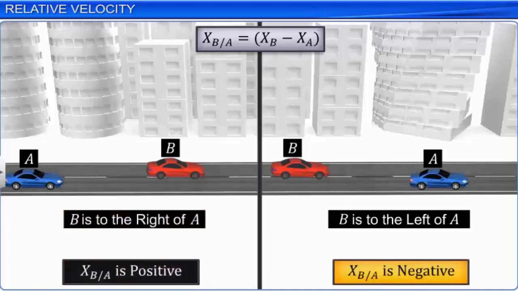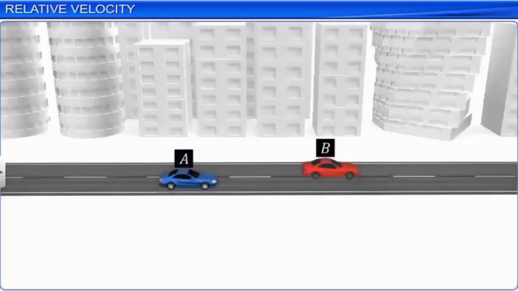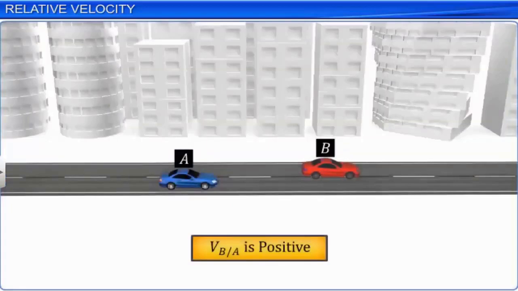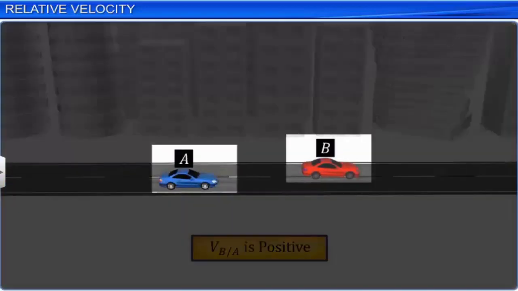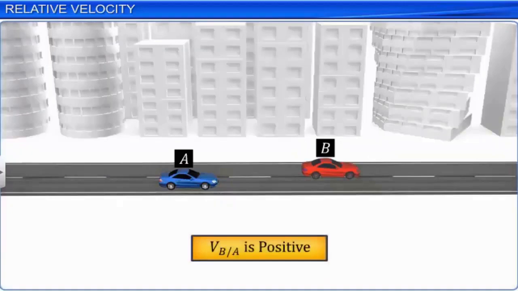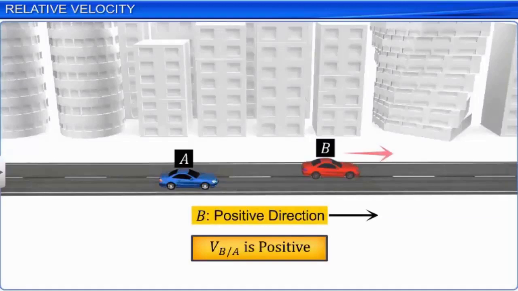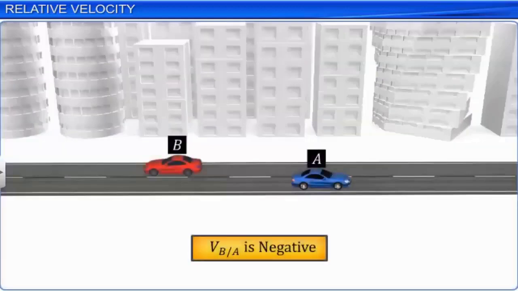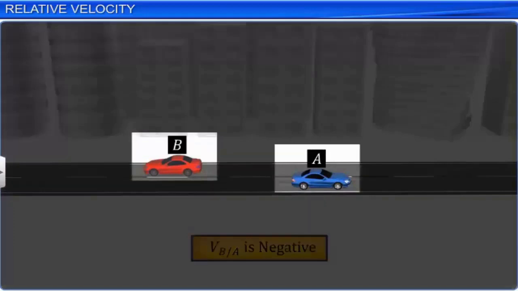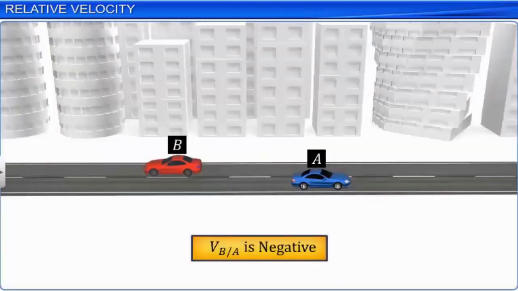A positive sign of vB/A means that when B is observed from A, the motion of B is in the positive direction, that is, rightward direction. A negative sign of vB/A means that when B is observed from A, the motion of B is in the negative direction, that is, leftward direction. This concept can be applied to determine the relative distance and relative velocity.